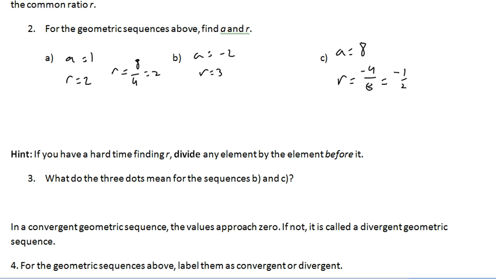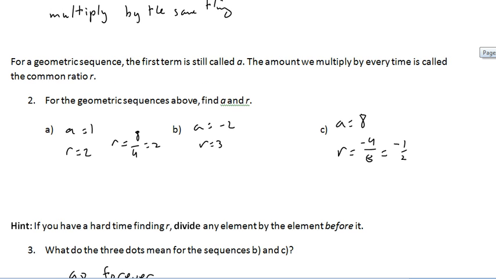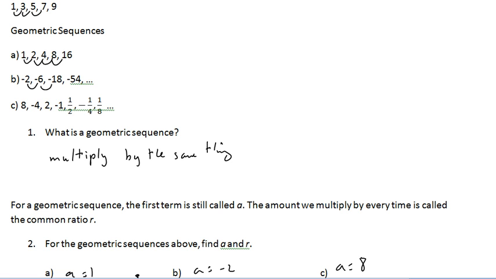Okay, question 3 asks us, what do the 3 dots mean at the end of the sequences? And it means that they go on forever, which you probably knew. Okay, in a convergent geometric sequence, the values approach 0. If not, it's called divergent. So we need to label these as convergent or divergent. Well, clearly in A, the numbers just keep getting bigger and bigger and bigger. So that's going to be divergent.